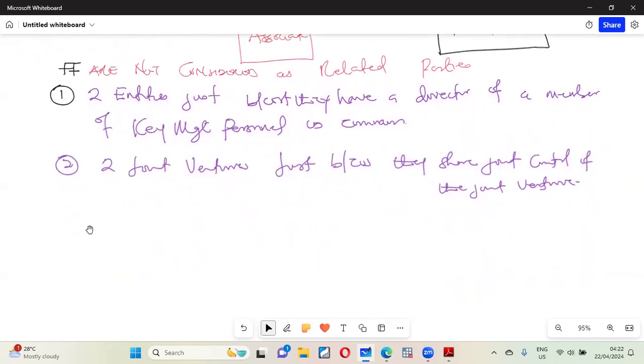So, a customer or a supplier with whom the entity transacts a high significant volume of business.